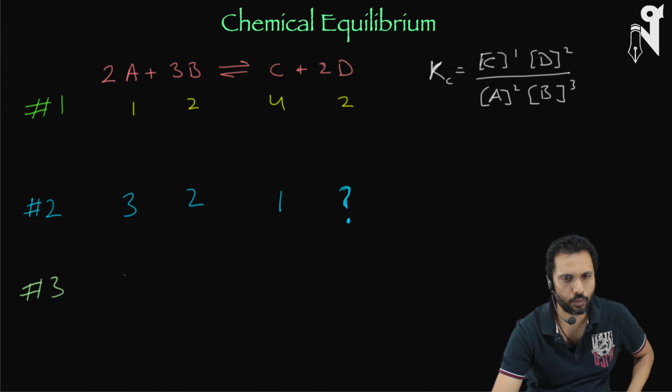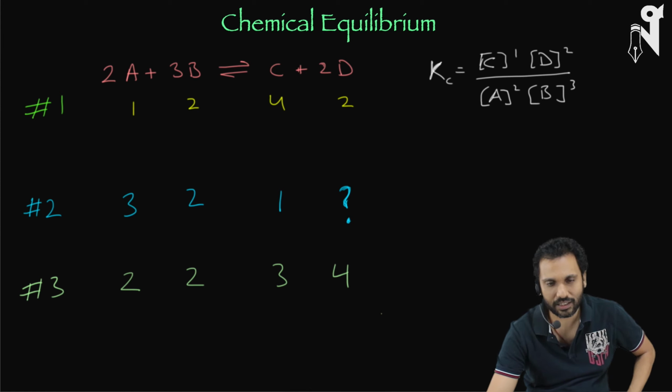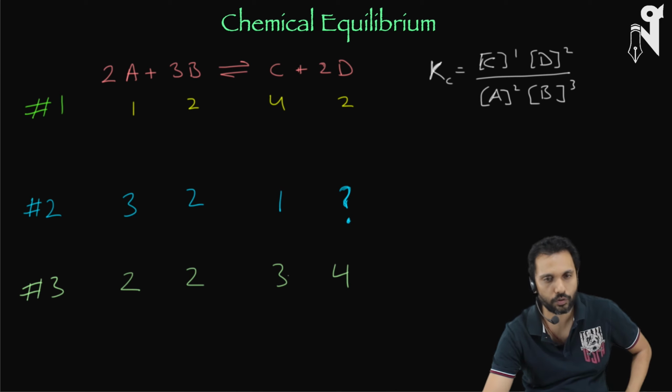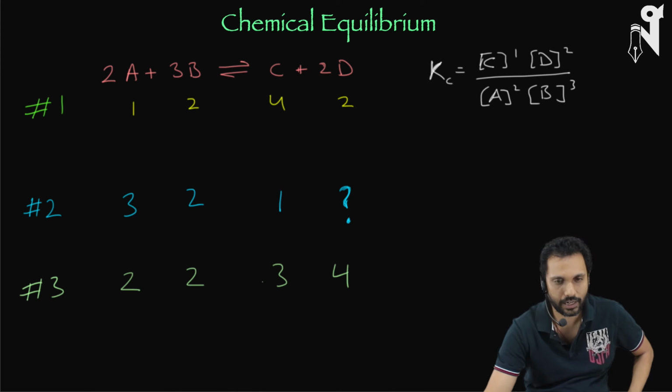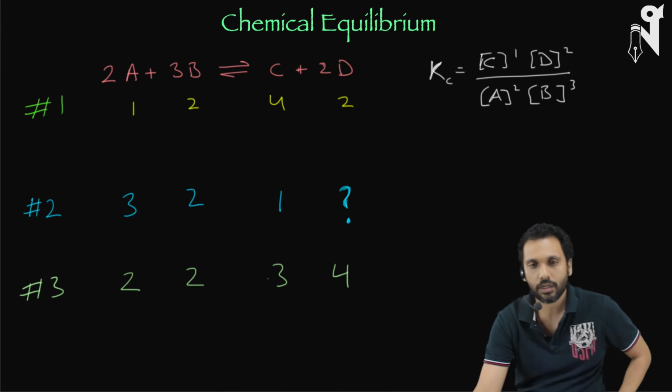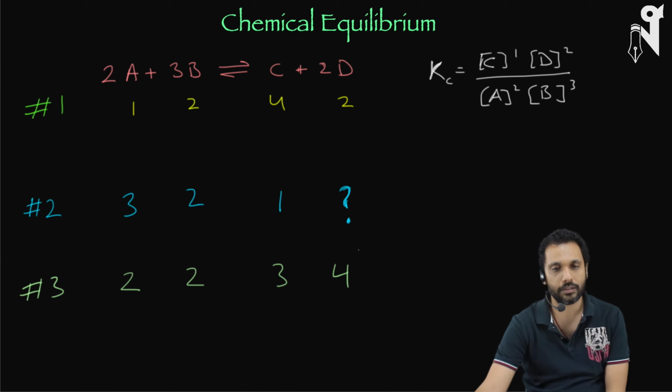Say the amount of moles of A, B, C, D were 2, 2, 3, 4. What do you think? Is the reaction at equilibrium, or is it going forward or back? Is it at equilibrium, going forward or back is the question. Please pause and give me an answer.